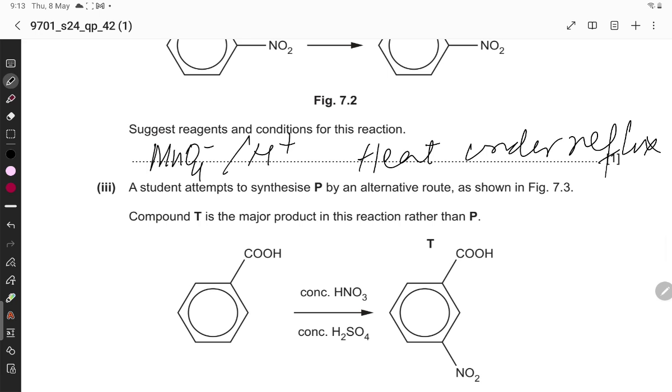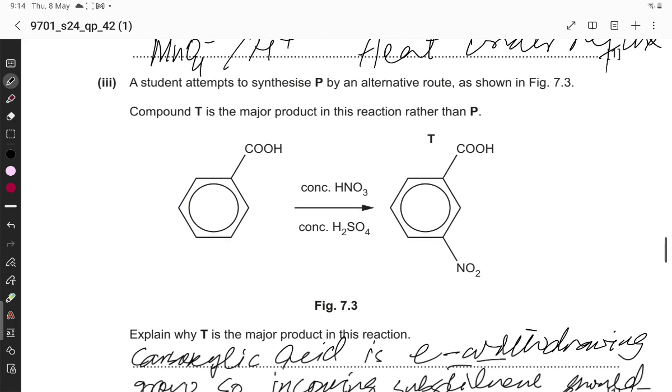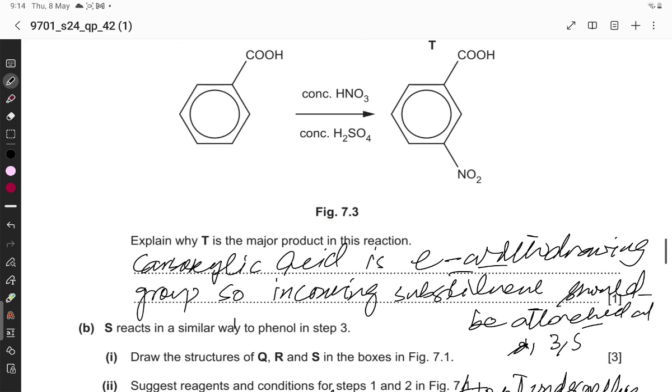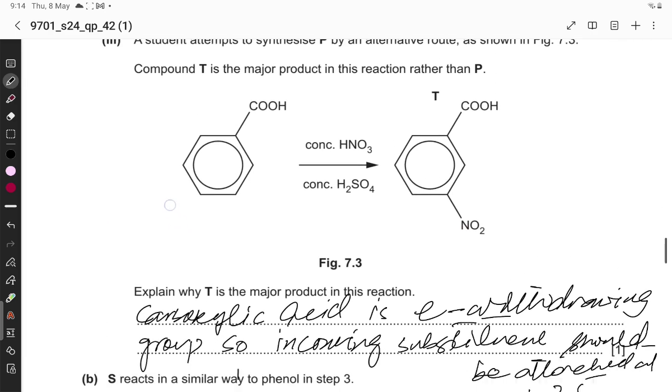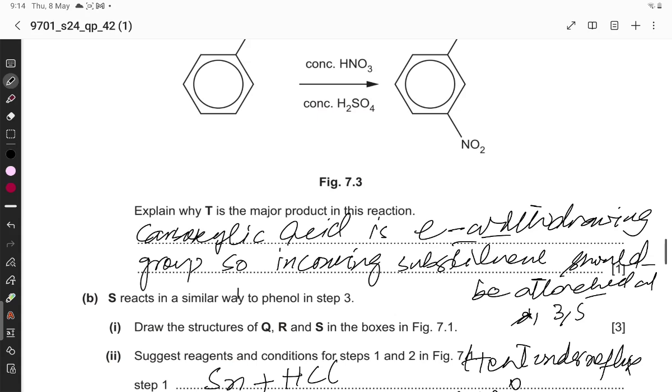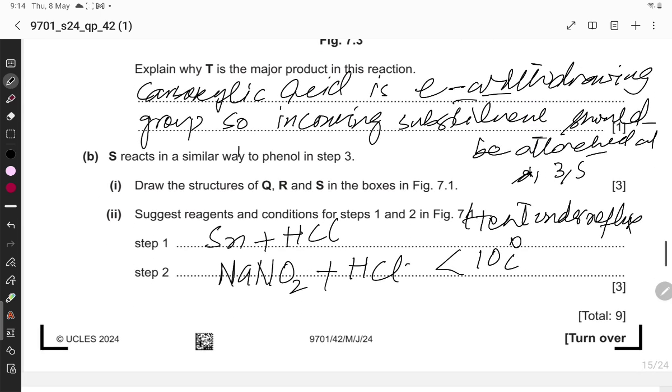A student attempts to synthesize P by an alternative route as shown in the figure. Compound T is the major product in this reaction rather than P. Concentrated nitric acid, concentrated sulfuric acid. Explain why T is the major product in this reaction. T is the major product because the carboxylic acid is an electron withdrawing group, so the incoming substituent should be attached at the 3 and 5 positions. S reacts in a similar way to the phenol in step 3.